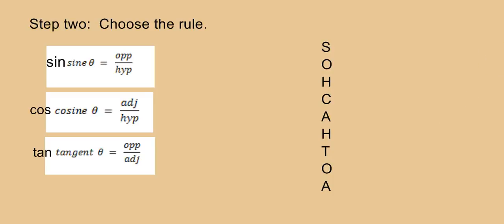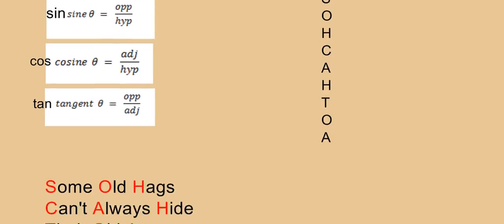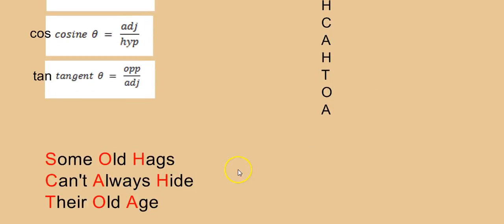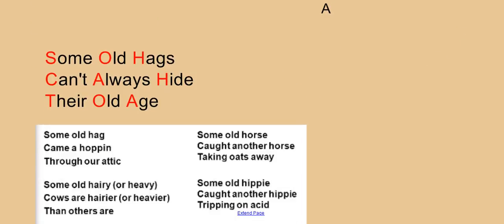Most people remember a little rhyme or an acronym to help them remember. And this is also very politically incorrect. Some old hags, see the S and the O and the H just from the Sohcahtoa and the rule, some old hags, hams if you like, can't always hide their old age. It's not the only one. I googled, it's a whole lot of these ones. All of them are somewhat politically incorrect.